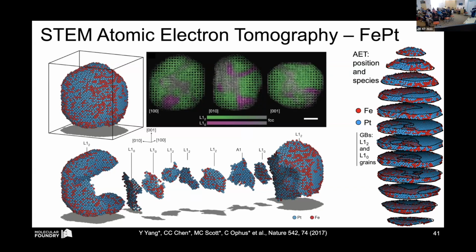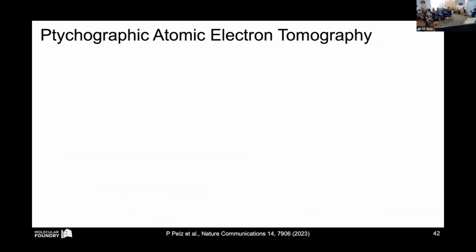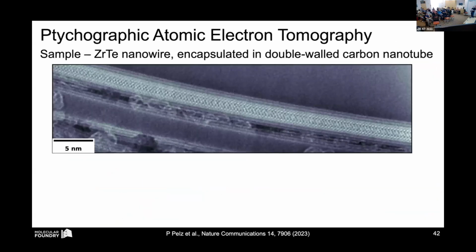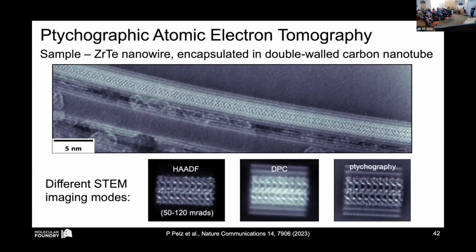So one thing my group really wanted to do was replace the ADF image with ptychography, and we had done it. So here is an Alex Settle UC Berkeley sample. This is an encapsulated double wall carbon nanotube with zirconium tellurium nanowire inside. The structure, super complicated. If you look at any 2-dimensional projection, you can't figure out what it is. So we set out to solve it. And again, just comparing the basic methods here, ADF incoherent imaging, differential phase contrast, and ptychography. This is why we picked ptychography.